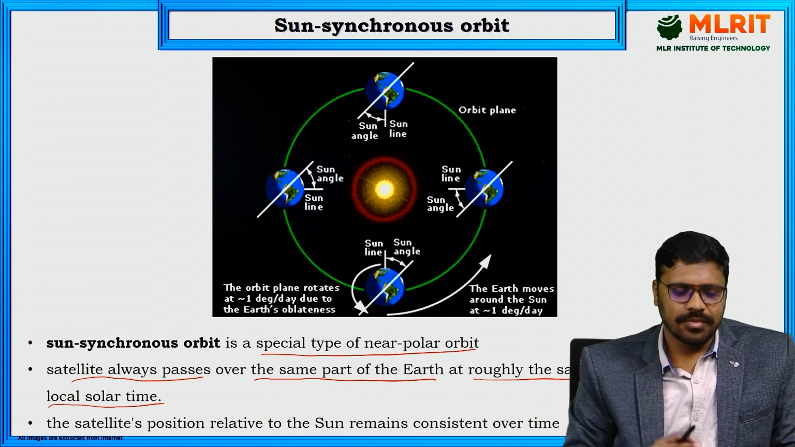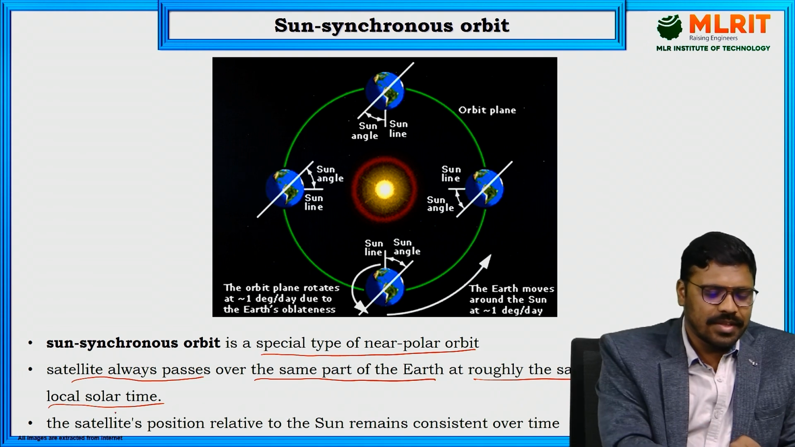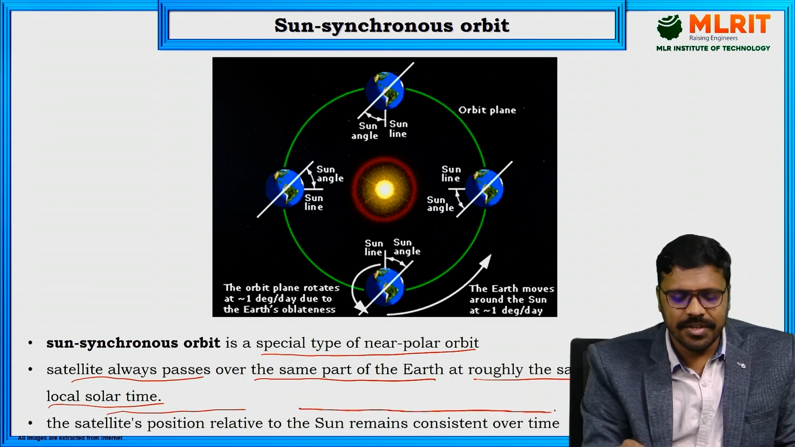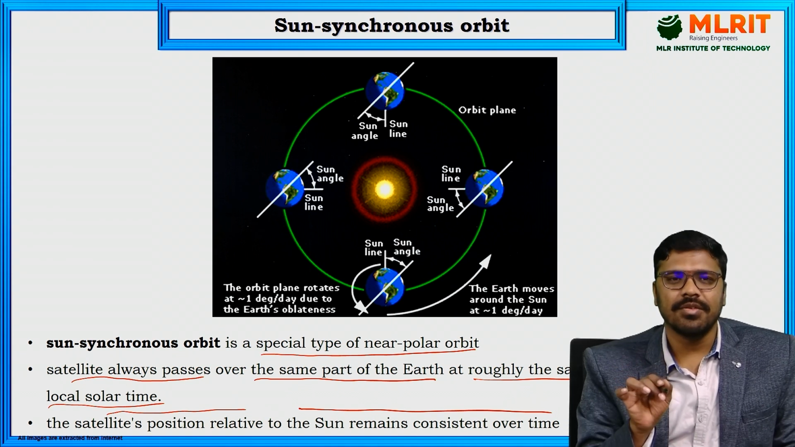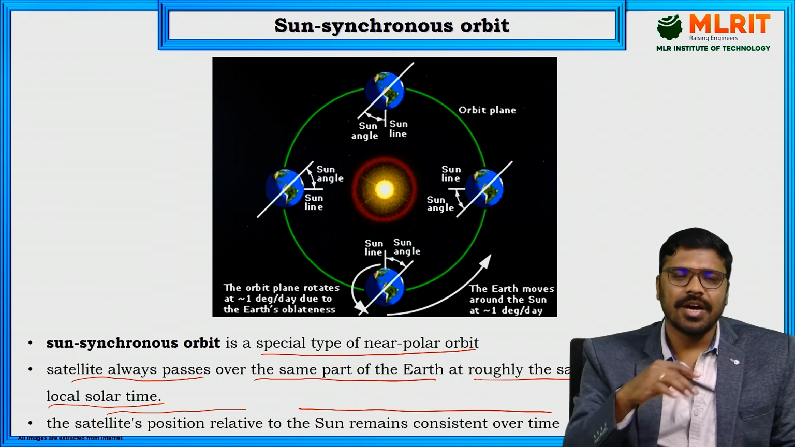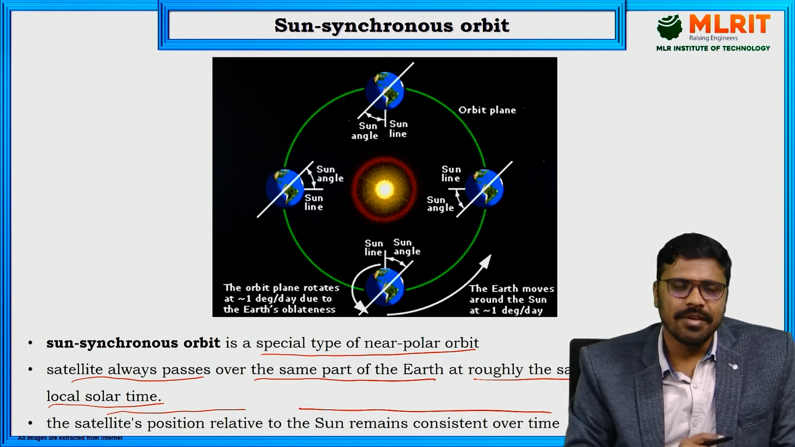In the sun synchronous orbit, the satellite's position relative to the sun remains constant over time. So one is that the satellite reaches the same position every day at the same time, and also the orbital plane with respect to the sun remains constant.